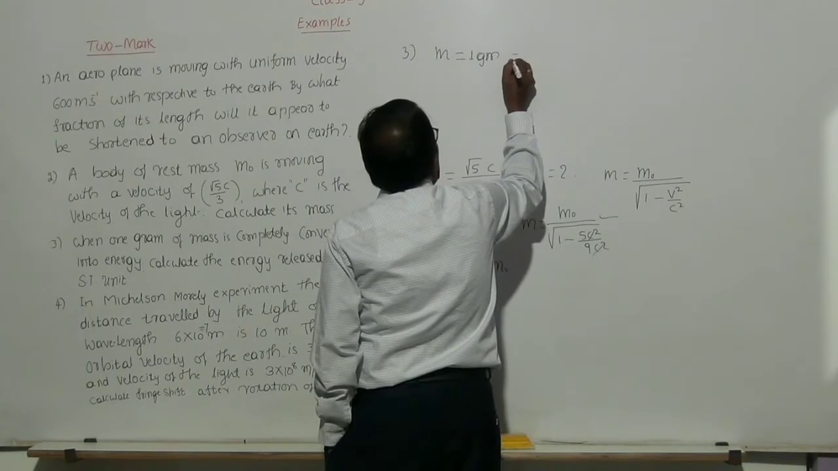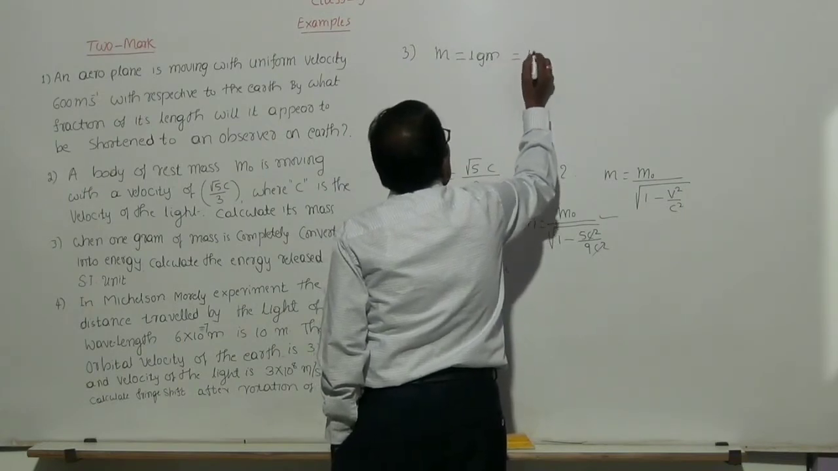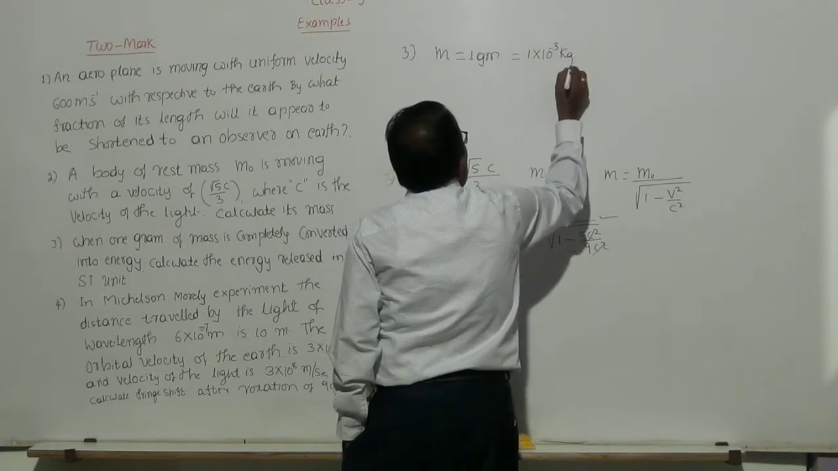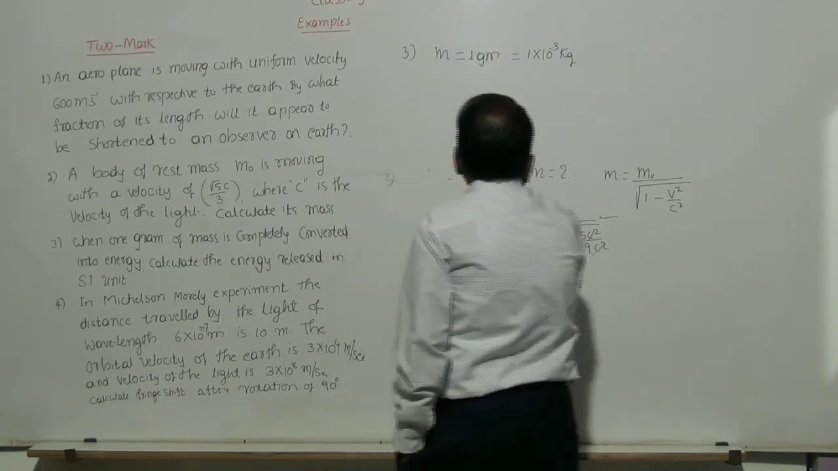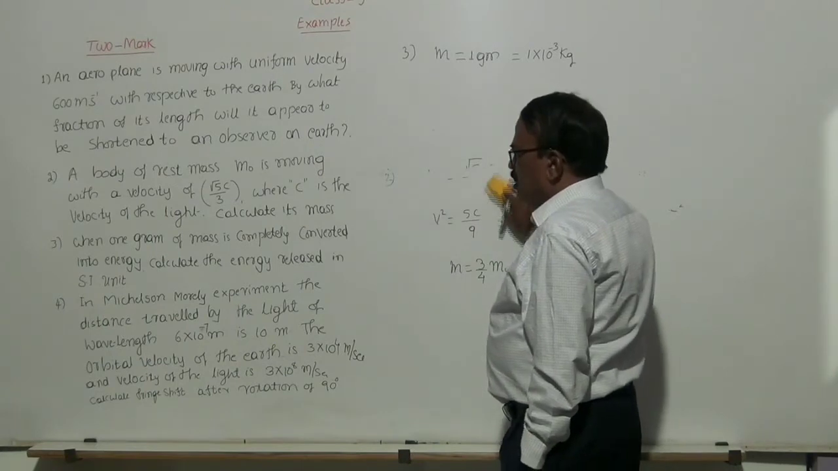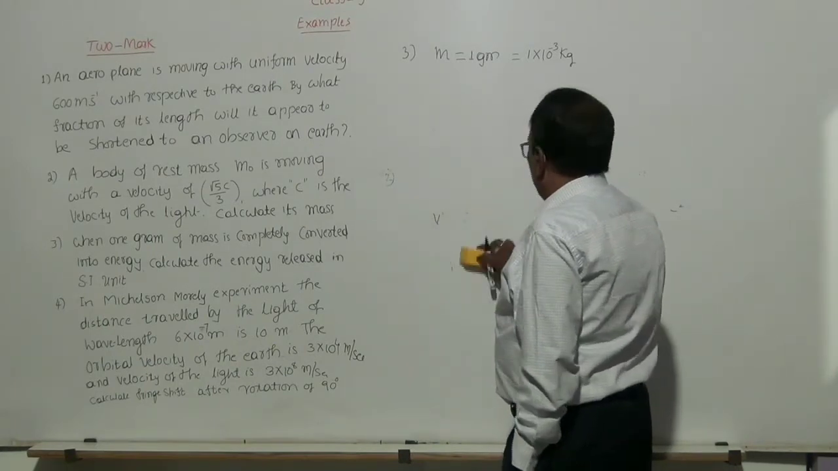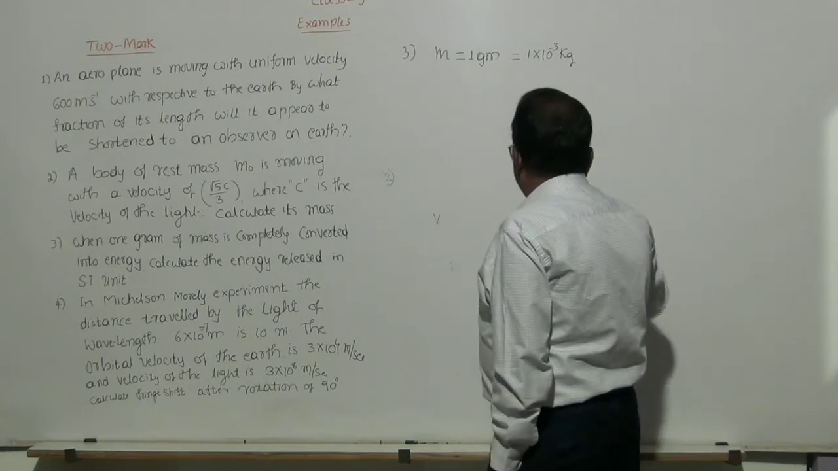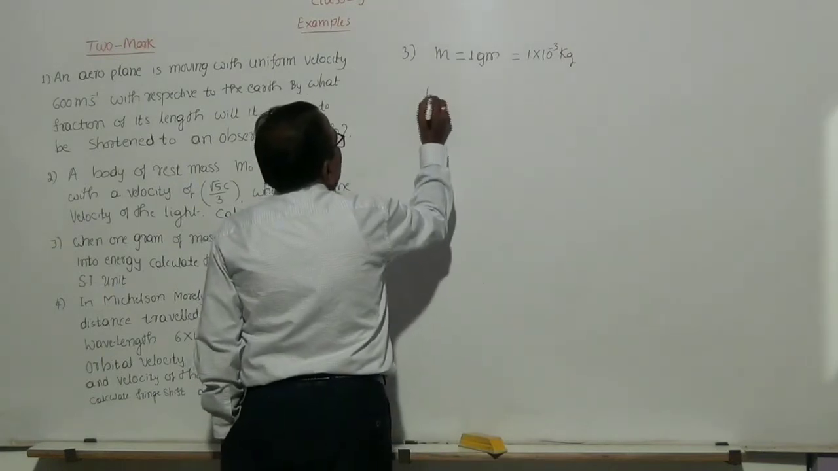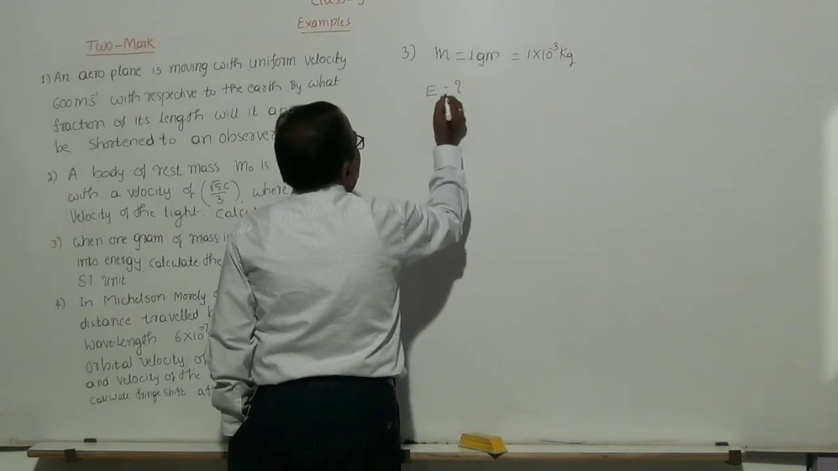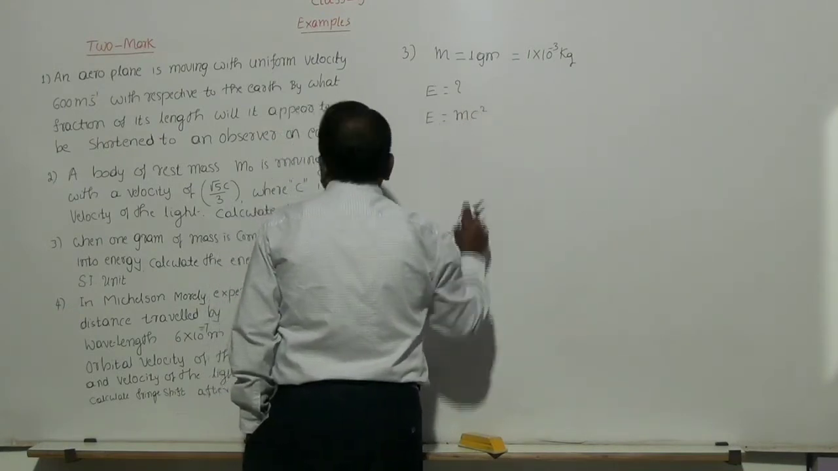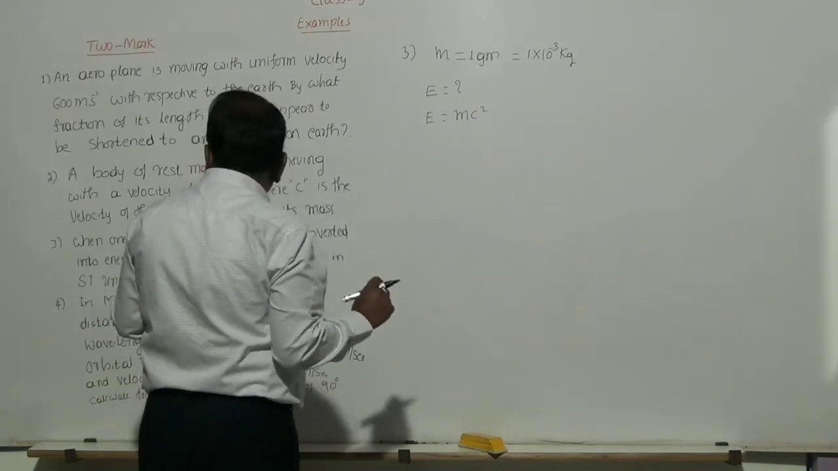This is in kg, all right. 1 into 10 raised to minus 3 kg is completely converted into energy. Calculate the energy released in SI unit. So they have asked what is E. E is what? You know that E is equal to mc square. E is equal to mc square.